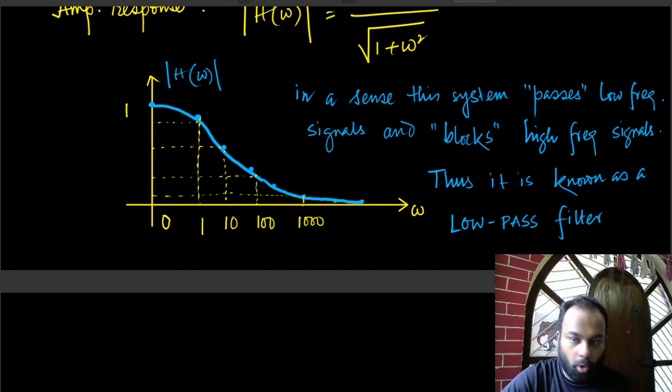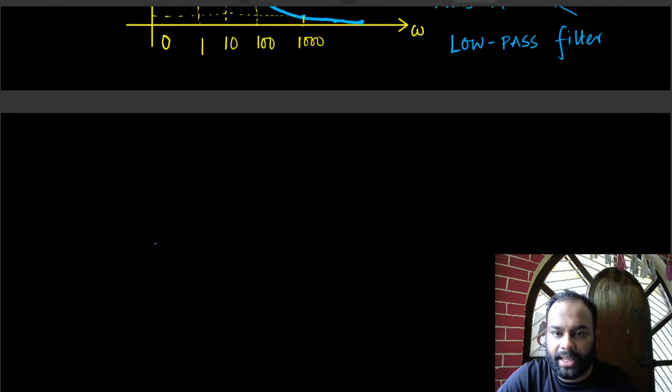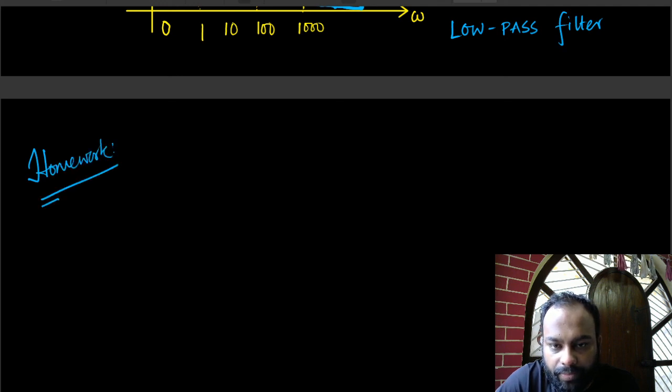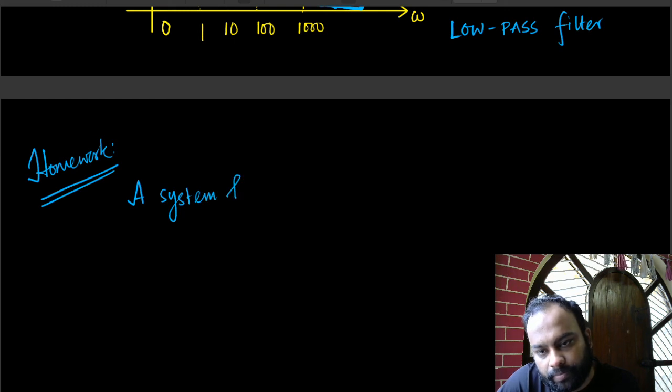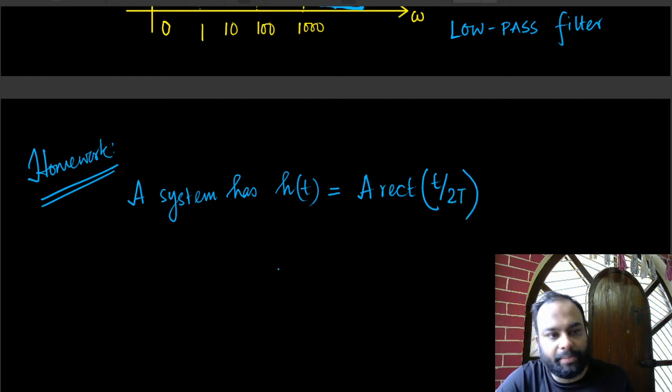Well, just as a homework, a small homework. Again, this has got nothing to do with the frequency response, but you don't have to draw this in any case. I have a simple question for you. Say I have a system. So, homework, right? I have a system whose impulse response is A rect(t/2T). That's the impulse response of the system.